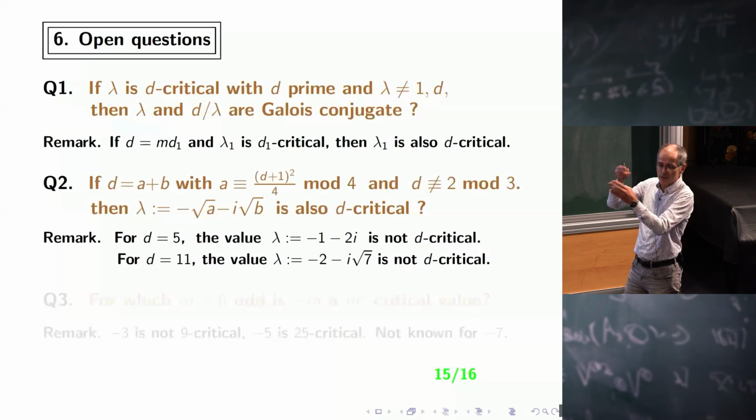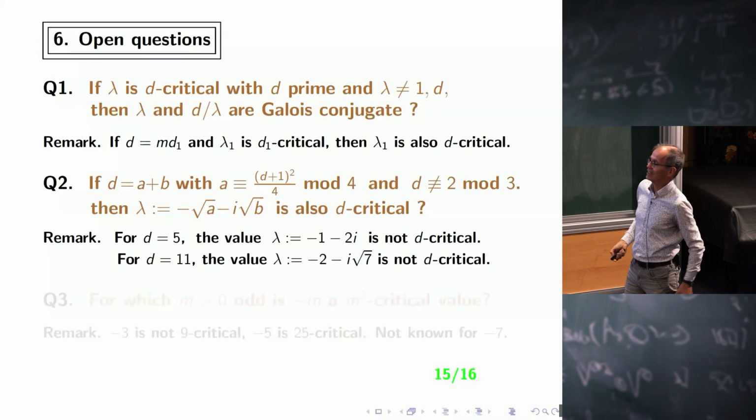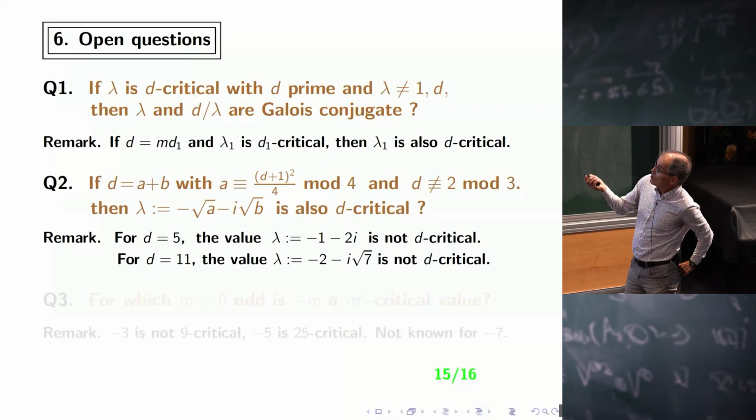Because I had the kappa in the statement, but then you work harder and you see that the sign is plus. It's like in the Gauss sum. In the Gauss sum, the sign is a plus sign, and here the sign is a plus sign. But when you do a computer experiment, you notice that when D is not 2 mod 3, always minus square root of A minus i square root of B is also D critical. But I have no proof of that. Okay.